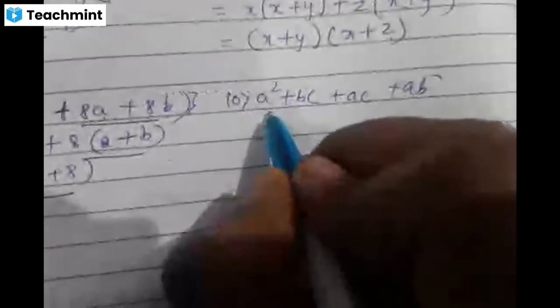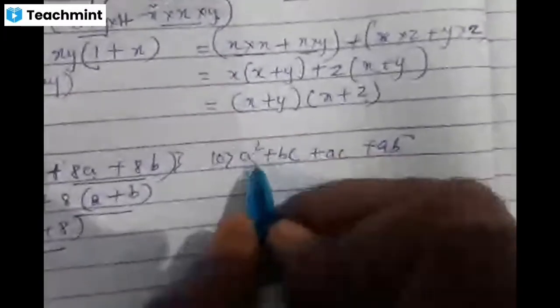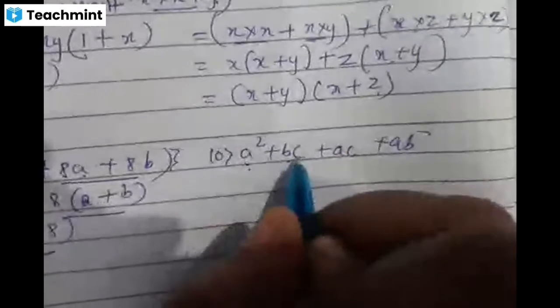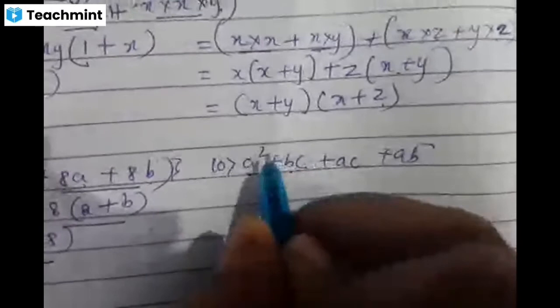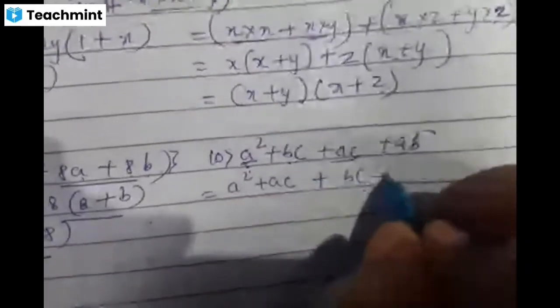Then we have the 10th question: a square plus bc plus ac plus ab. What I do here is interchange the terms, children, because if I group these two, a square plus bc, we don't have anything common. So I take a square and ac, I group them, a square plus ac, and bc plus ab. I group in this way so that it will be easy for me.